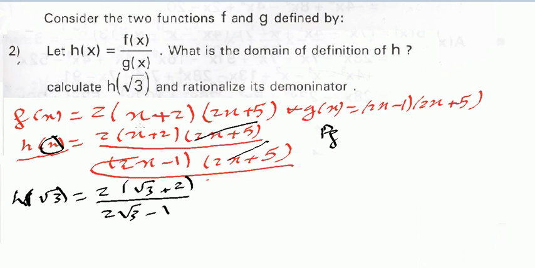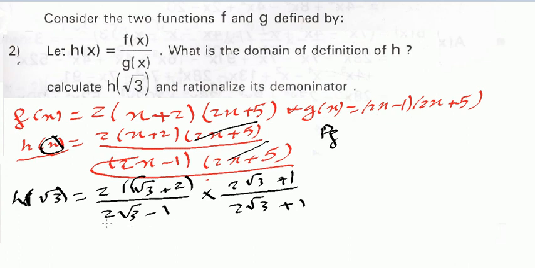So instead of x, I just put radical 3. So 2 radical 3 plus 2, divided by 2 radical 3 minus 1. Rationalize, it means multiply by the conjugate. Okay, guys, what is the conjugate of this one here? It's 2 radical 3 plus 1. I will talk about this later. Divide by 2 radical 3 also plus 1.